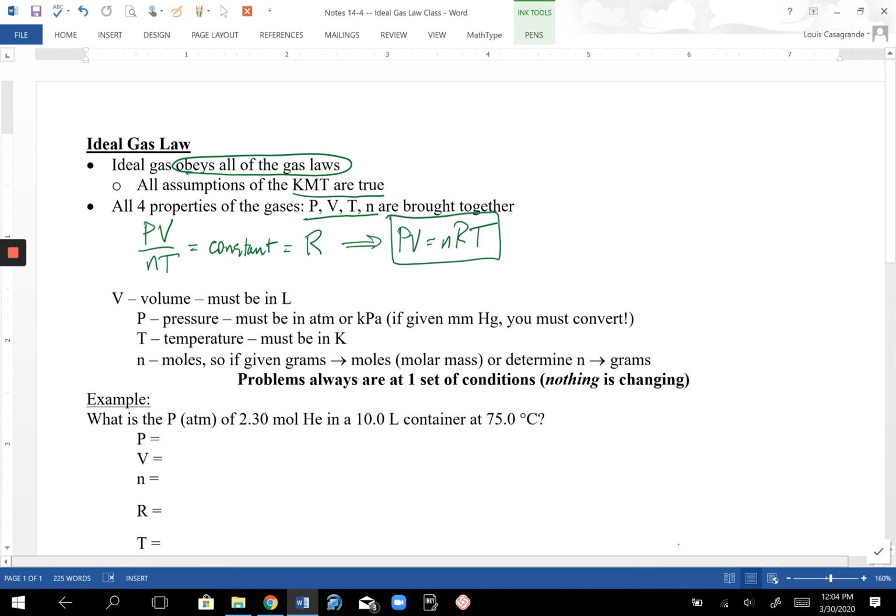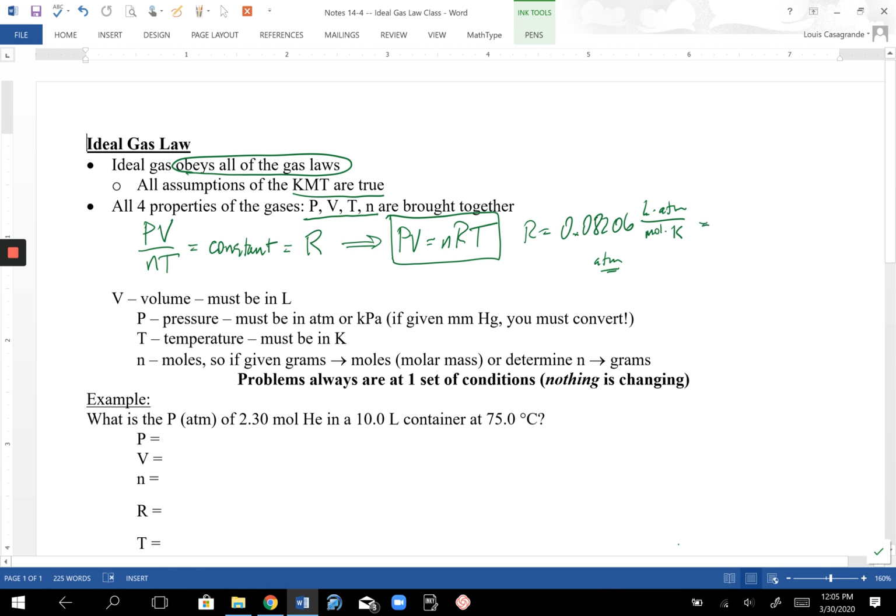R has a couple of different values depending on what units we choose to use. The most common is 0.08206. And the units here, we'll see how the units get used in a few minutes, are liters times atmospheres divided by moles times Kelvin. The units are going to help you remember what units we need to have our various numbers in. And this is if the pressure is in atmospheres.